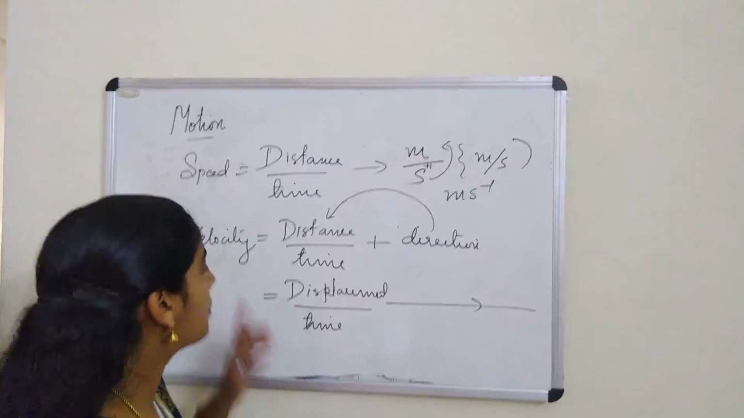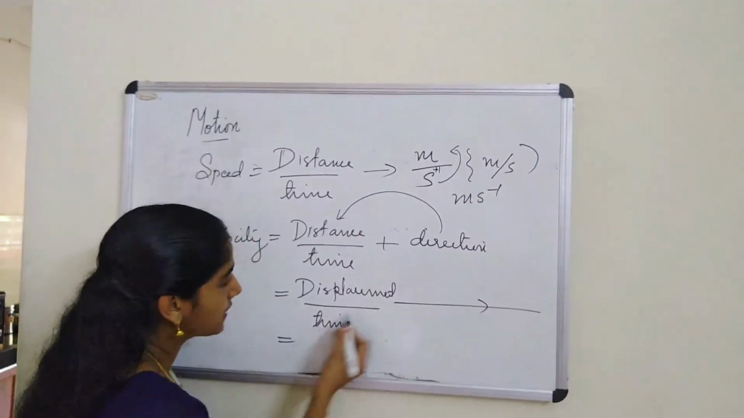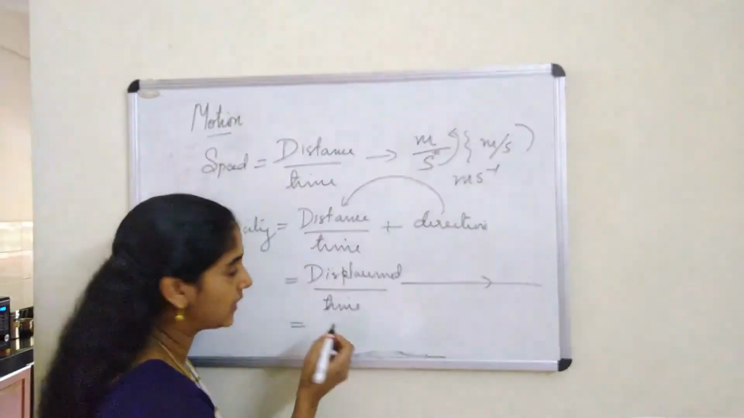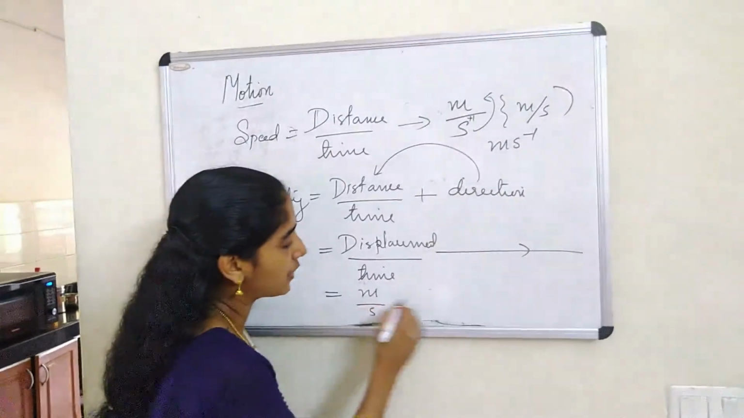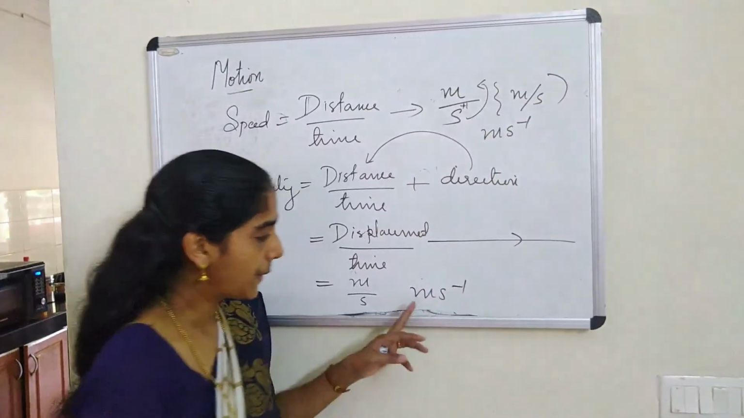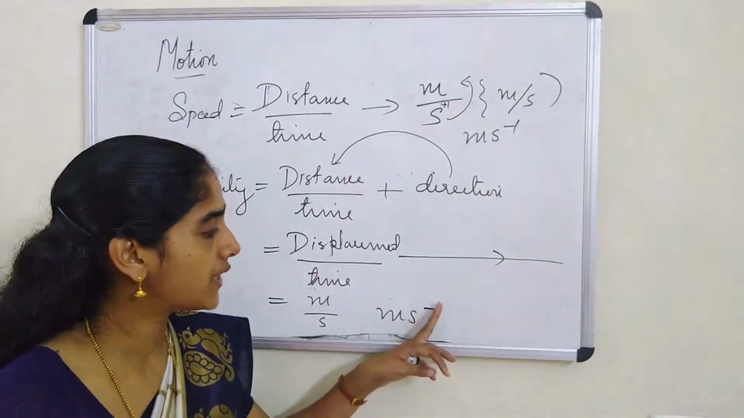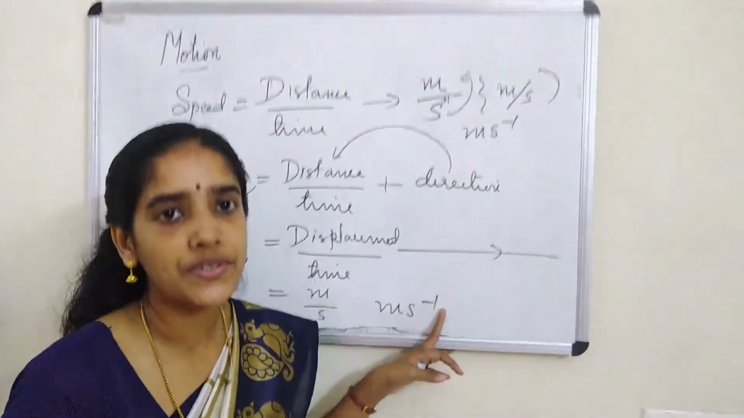Same way, let us look at the unit of velocity. Displacement. Displacement also represents what? Length. So what is the unit? SI unit meter. Time second. So what is the SI unit of velocity? Meter per second. We don't need to say this power because it is 1. If it is 1, we don't say it.